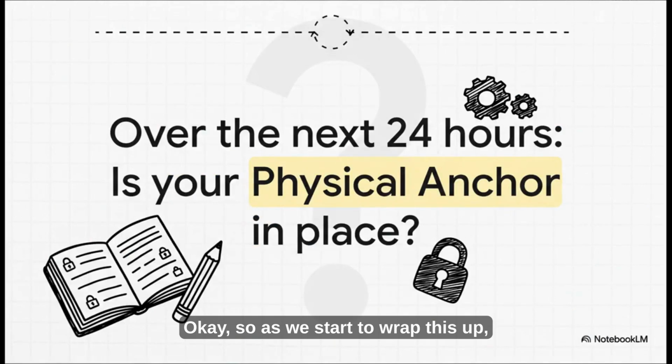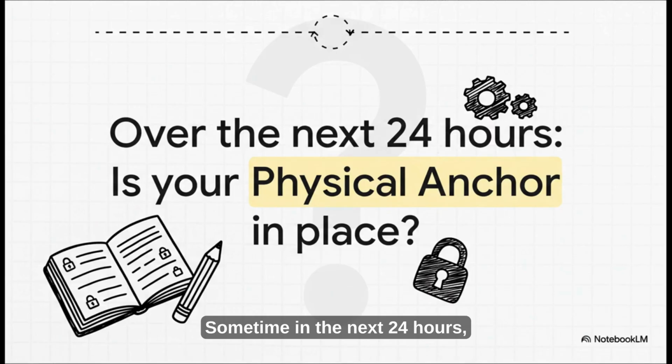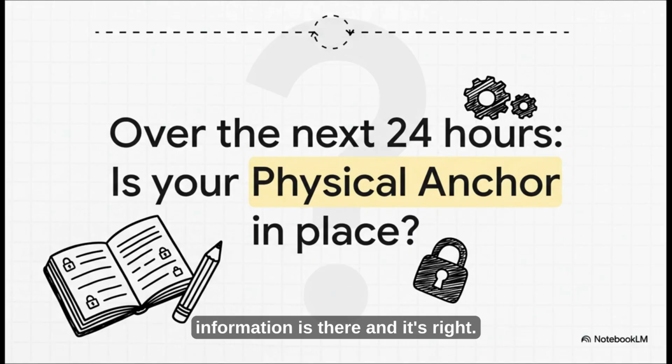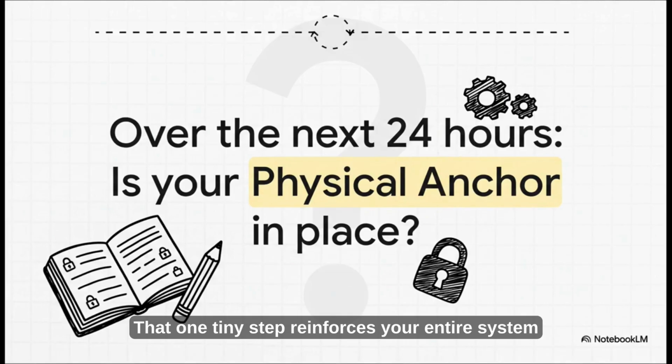Okay, so as we start to wrap this up, I want to leave you with a small, gentle challenge. Sometime in the next 24 hours, just do one small, proactive thing. You don't even need to log in anywhere. Just pick one, just one, important account. Go to your physical password book and double check that the information is there and it's right. Just confirm that your physical anchor is in place. That's all. That one tiny step reinforces your entire system and your own sense of control.